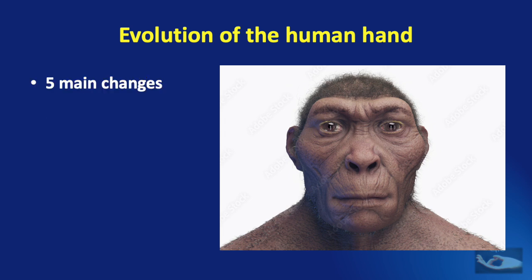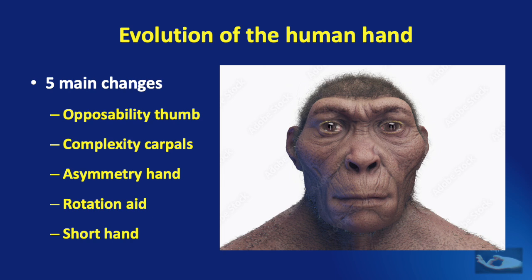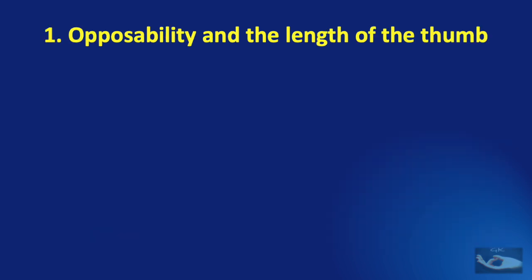The hand in this species showed 5 main changes: opposability of the thumb, complexity of the carpal bones, asymmetry of the hand, rotation aids that started developing in the hand, and a shortened hand. The primary and most important change is the opposability and the length of the thumb.